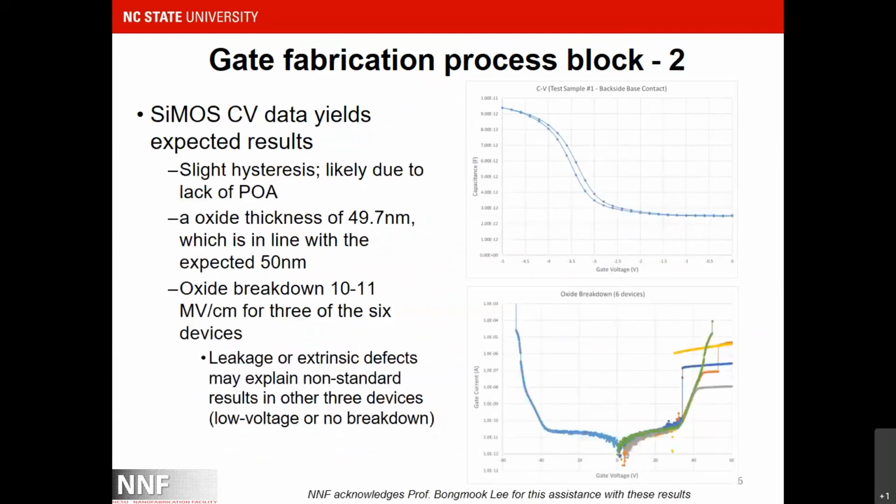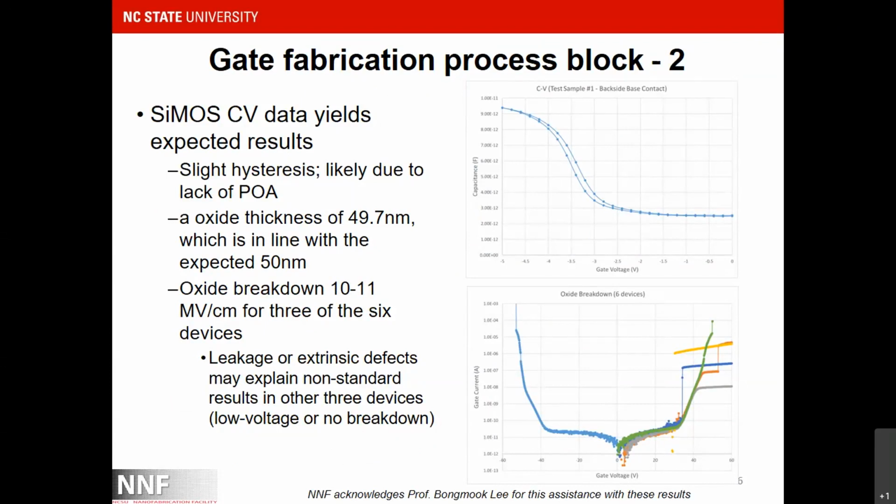And so going on to slide 16, we're fairly happy with the results we've got here. If you look at the top slide, we did get a little bit of hysteresis. That probably means we have a little bit of dangling bonds left on the oxide, which the lack of post-oxidation anneal will lead to, but the hysteresis is small enough that we're not concerned.